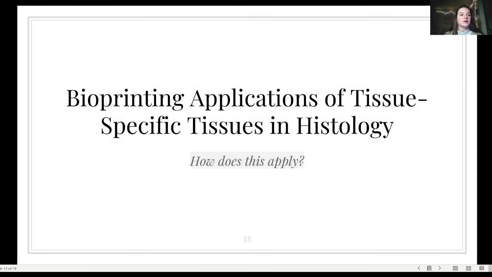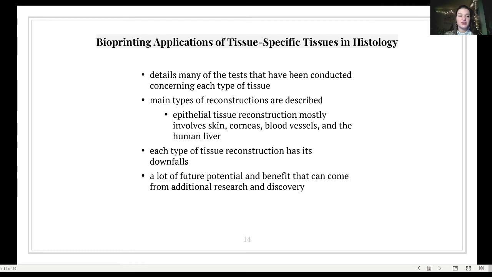The next section is Bioprinting Applications of Tissue-Specific Tissues in Histology, which answers the question, how does this apply? This section goes into detail about many of the tests that have been conducted concerning each type of tissue, including data, facts, and figures to go along with the descriptions provided. The main types of different reconstructions are also described in detail. For example, the epithelial tissue reconstruction mostly involves skin, the cornea, blood vessels, and the human liver. Each type of tissue reconstruction has its downfalls, some including low resolution, high cost, and time-consuming conflicts. Yet, there is a lot of future potential and benefit that can come from additional research and discovery.